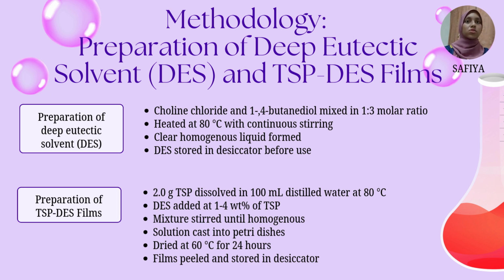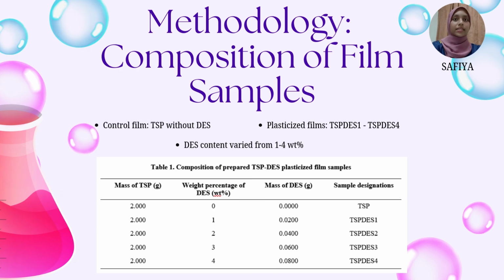After that, the solution was poured into petri dishes and dried in an oven at 60 degrees Celsius for 24 hours. Once dried, the films were carefully peeled off and stored in a desiccator before characterization. Finally, the thickness of each film was measured using a screw gauge. Next, let's get into the composition of film samples. This table shows the composition of the prepared film samples. Each sample contains 2 grams of TSP, while the amount of DES was varied from 0% to 4%.